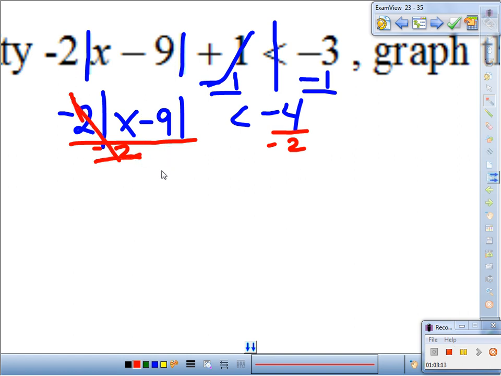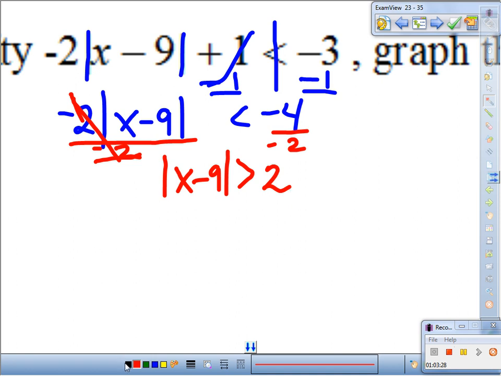We're left with the absolute value of x minus 9. Now check this out. Didn't we divide by a negative right now? What happens to the inequality symbol? It's switched. So what is negative 4 divided by negative 2? That's 2. Since the absolute value is already by itself, at this point we're going to make 2 inequalities.